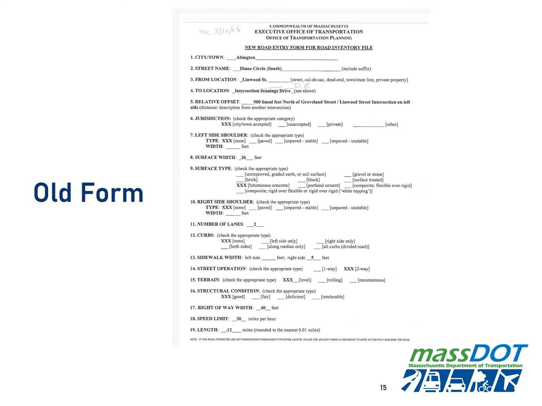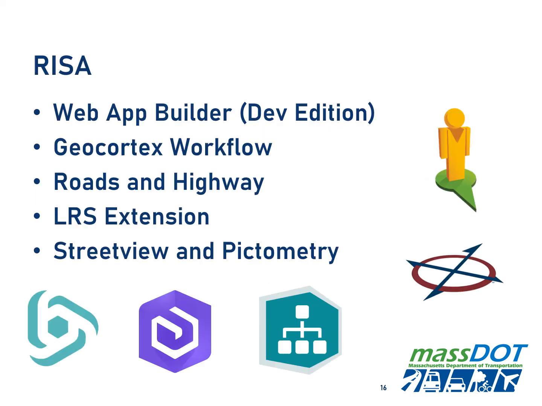This is what the form used to look like, and one was required for each segment of a road that was being updated. The RISA tools were both built using Web App Builder Developer Edition. The core of the functionality comes from a tool called Geocortex Workflow, which is a custom web app builder widget that allows for highly customized and technical GIS-based workflows.